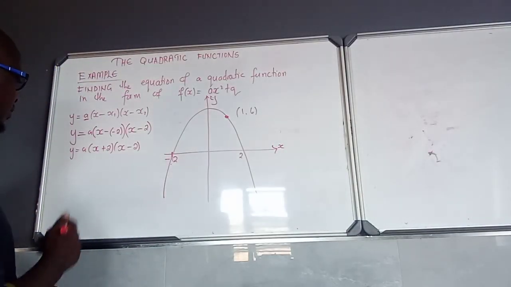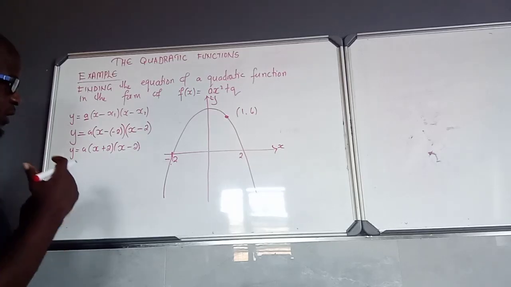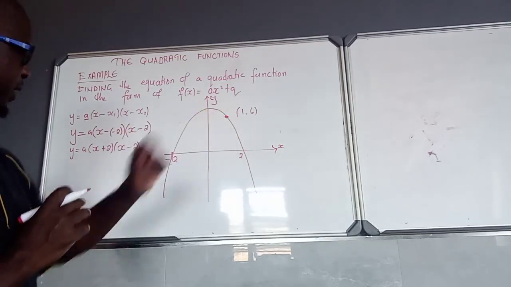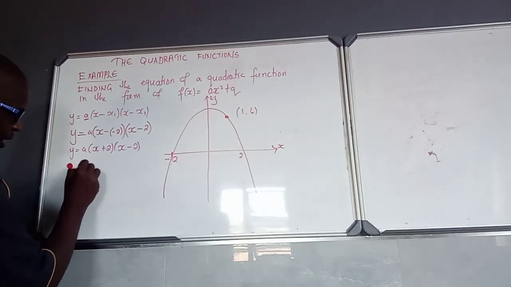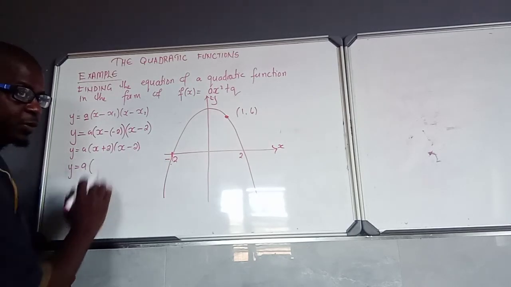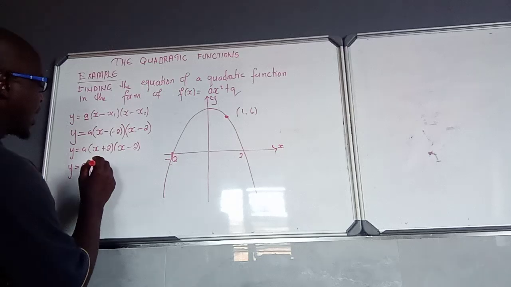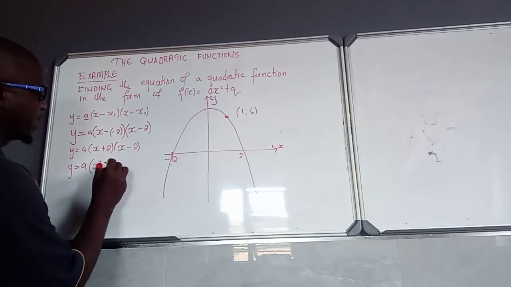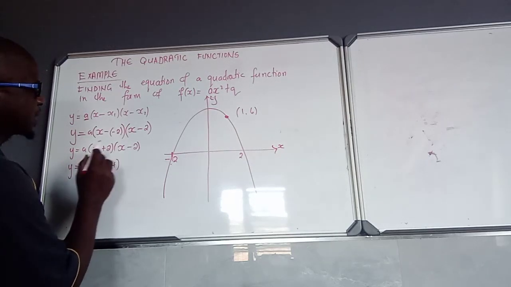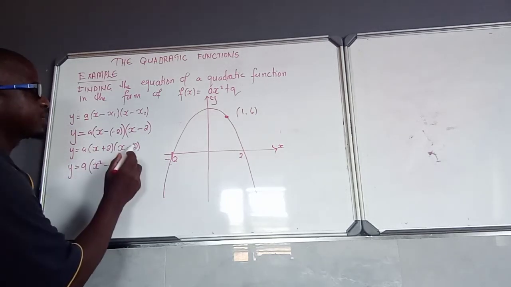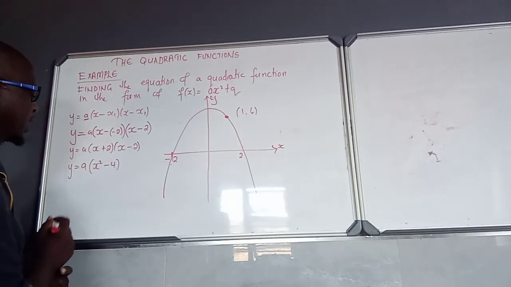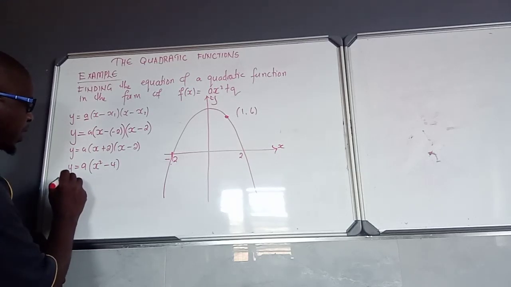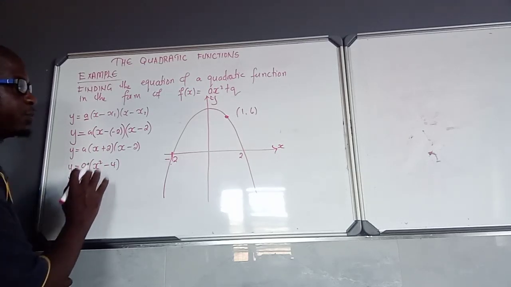From here, I can simplify. If I simplify these brackets, which are a difference of two squares, I'll have x² - 4, because x times x is x², x times -2 is -2x, plus 2x, minus 4. So I have y = a(x² - 4).